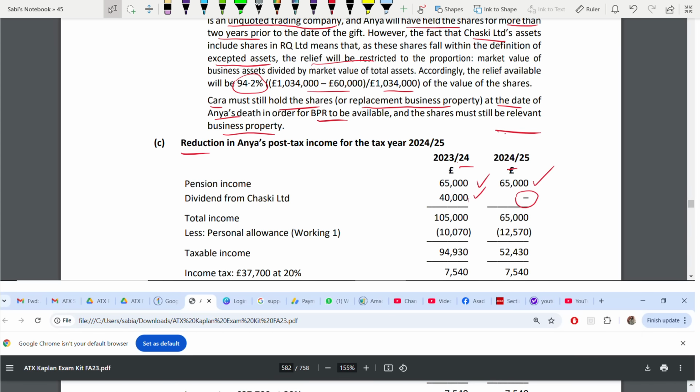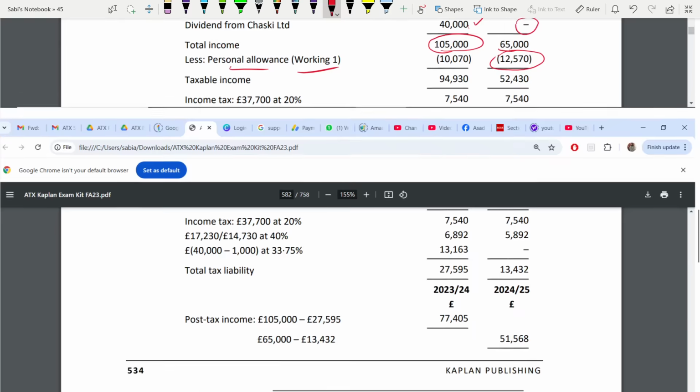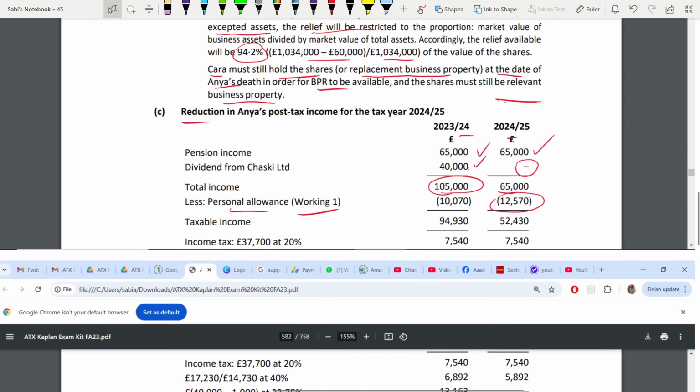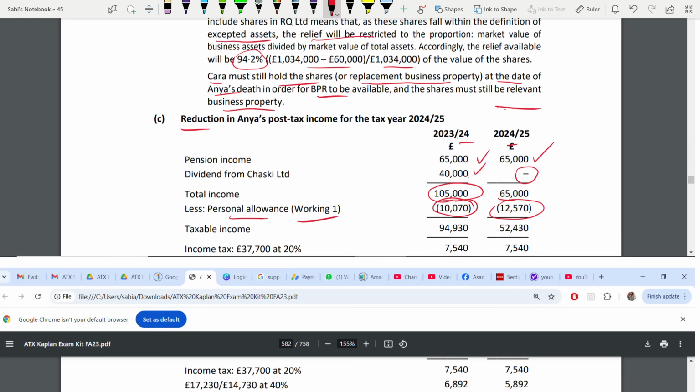Then you get a total income and personal allowance. There's a working. This there is no problem because it's less than 100,000, so you take the full personal allowance. But here if you see, your total income exceeds 100,000, so you have to restrict your personal allowance. We'll go to working one. So it is 105 minus 100 divided by 2, and from this you minus. So this is your personal allowance now, 10,070. So you take it here, get your taxable income.